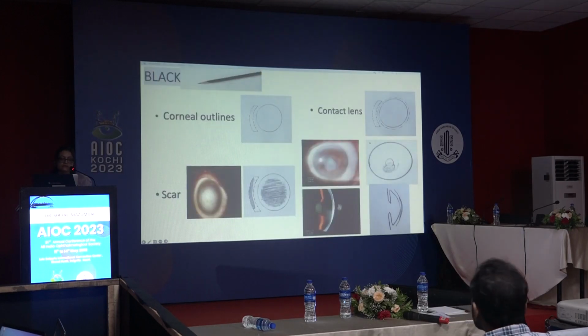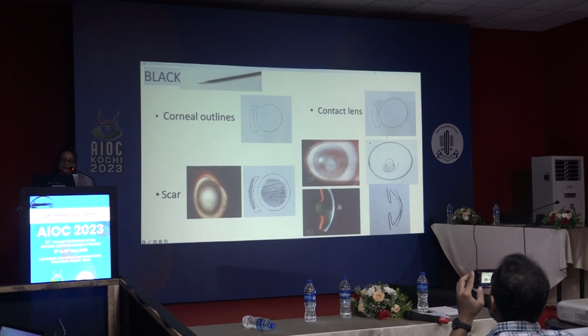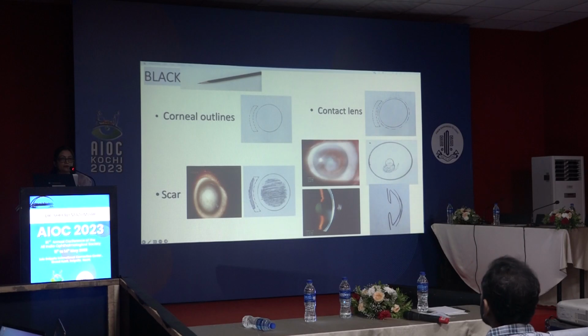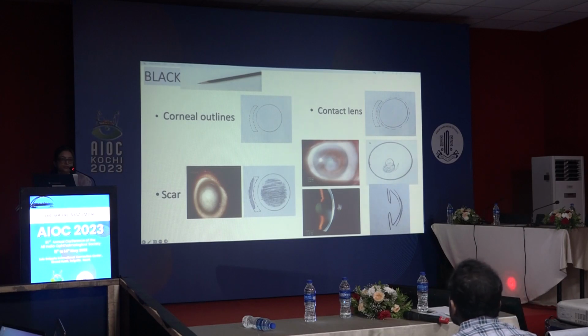So let's start with the colors. First is black. We show corneal outlines with black. We show contact lens in the form of an interrupted line all around the periphery of the cornea. We show scars with black. So depending upon the grade of corneal opacity, we use the shade of black.